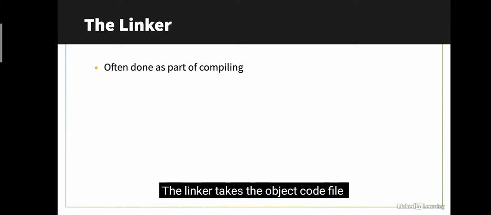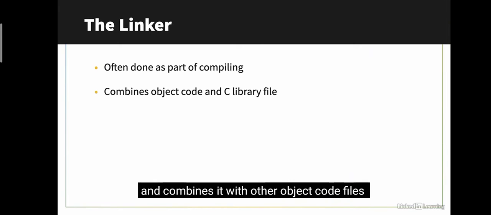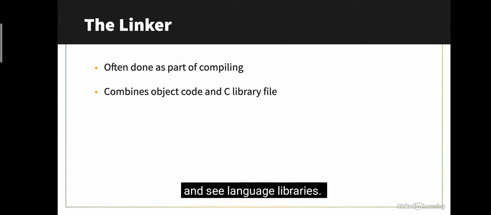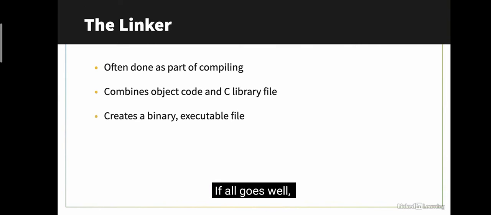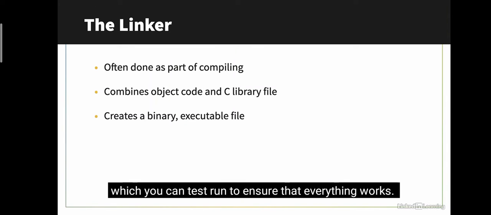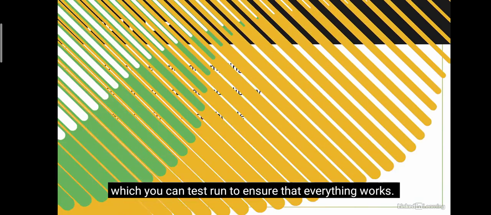The linker takes the object code file and combines it with other object code files and C language libraries. The libraries do the real work in the C language. They contain the actual routines or functions that control whatever device you're programming. If all goes well, the result is a program file which you can test run to ensure that everything works.